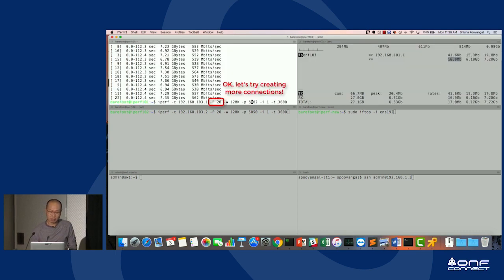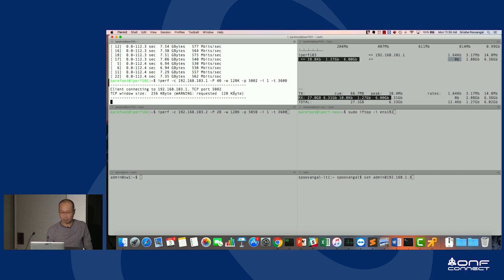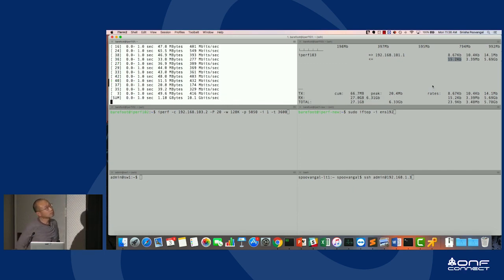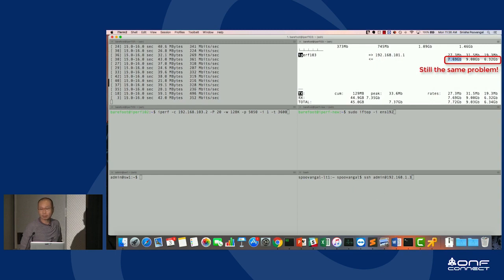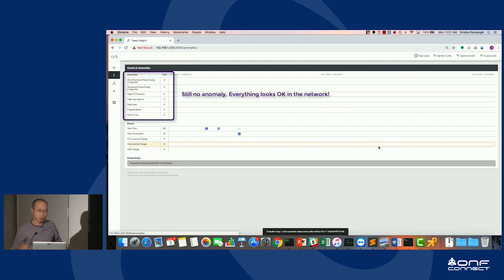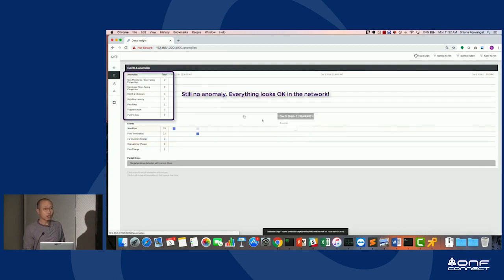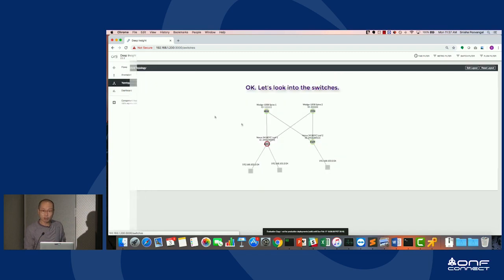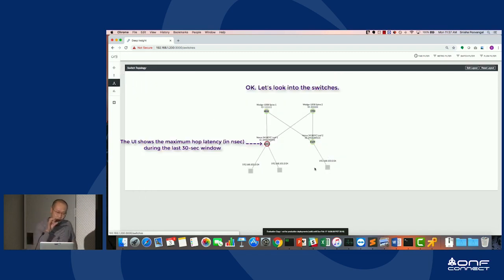Maybe I didn't create enough connections, so let's start with 40 connections now. Okay, I started 40. Roughly the same throughput. I have 2 servers, client and server, 25G NICs, enough network bandwidth, so what's going on? Still no anomaly. A lot of new flows, but no anomalies. Now let's look at the deeper features.